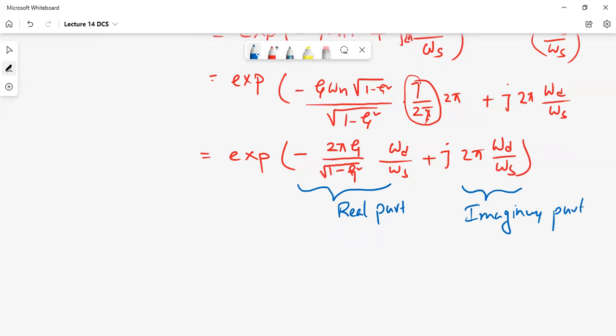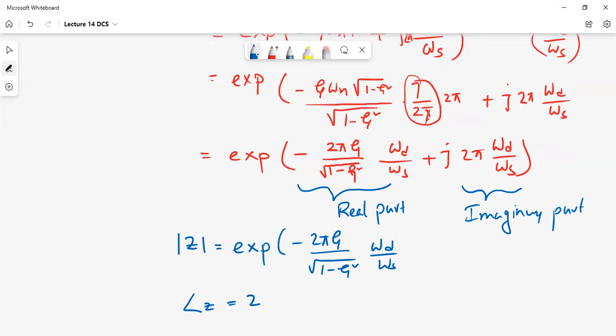And that has to be related to your angle. So you can say that the magnitude of Z will be exponential of minus twice pi zeta divided by root over 1 minus zeta square, omega d by omega s. And the angle is equal to twice pi omega d by omega s.